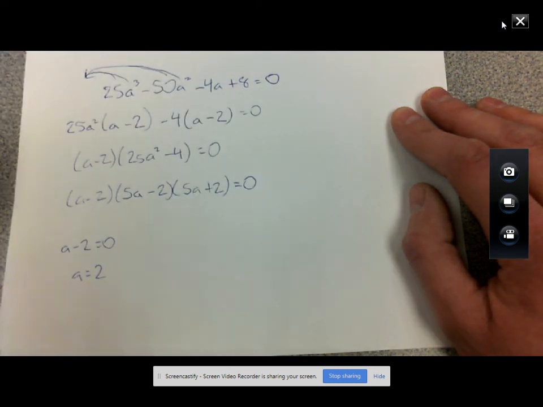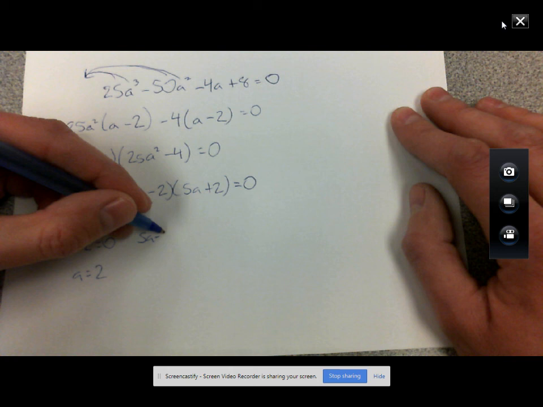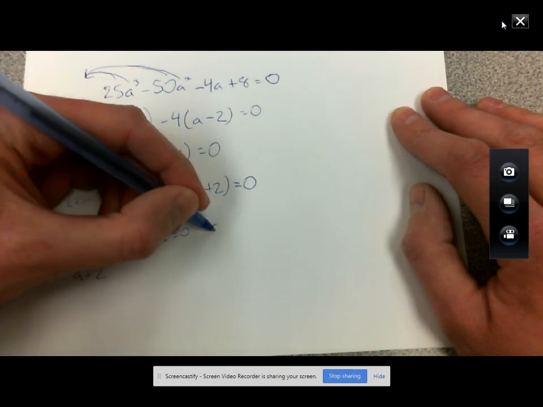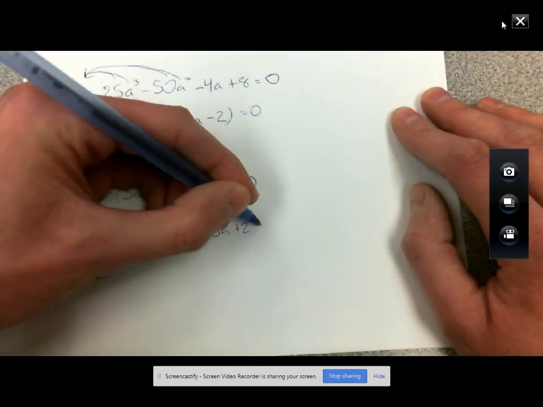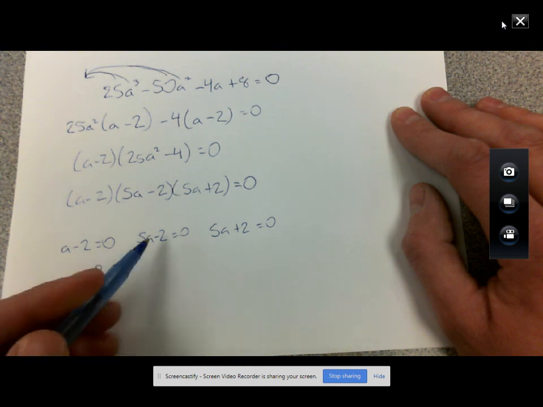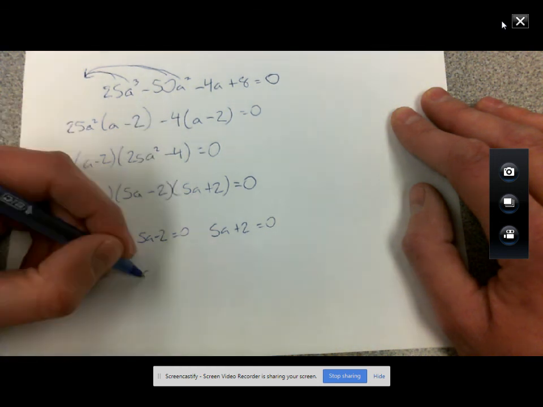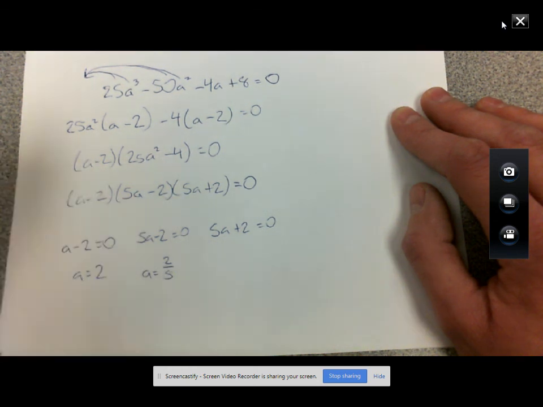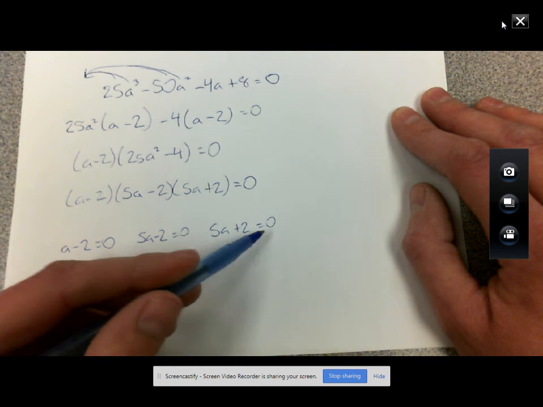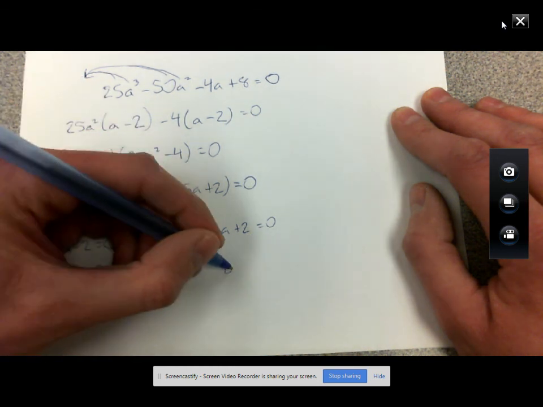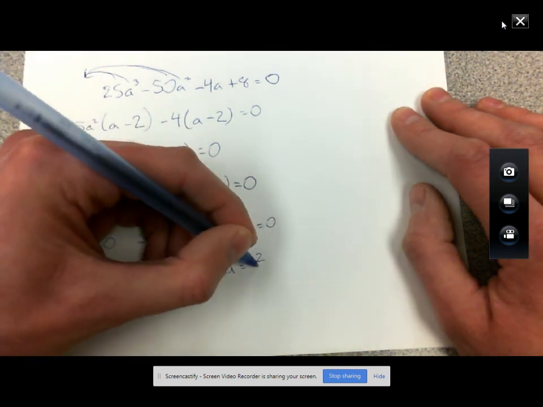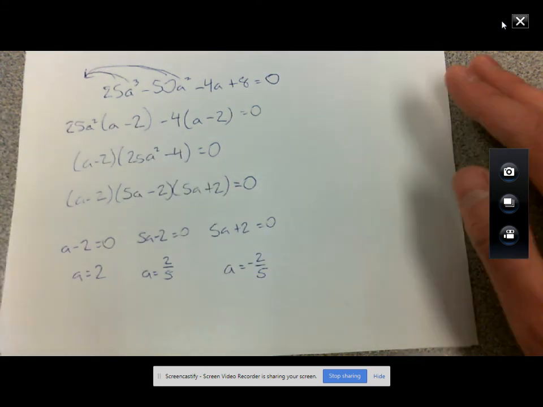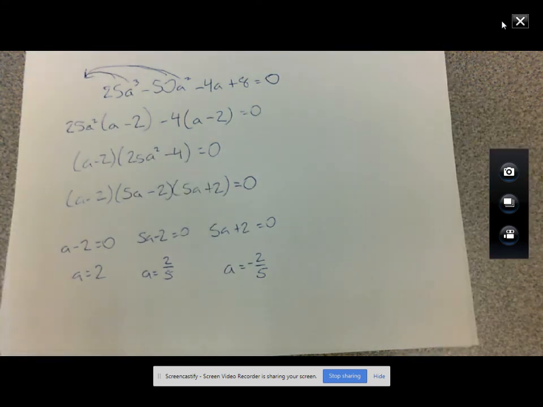So to solve it then, either 5a minus 2 equals 0 or 5a plus 2 equals 0. I can add 2 to both sides and divide by 5. I'm going to get that a could be 2/5. Or I could subtract 2 from both sides, divide by 5. We get that a equals negative 2/5. And that's where we get those three different results for this cubic.